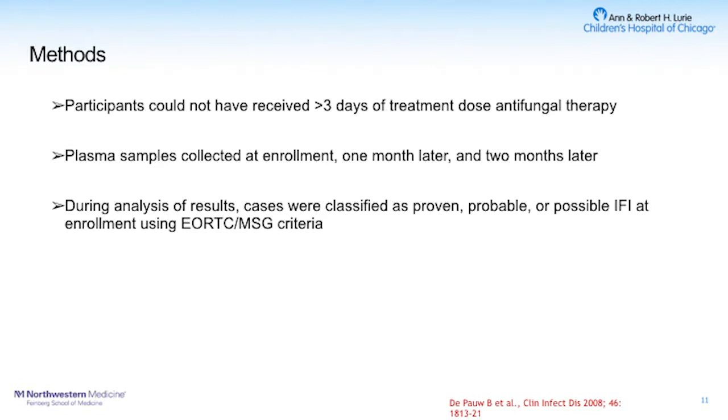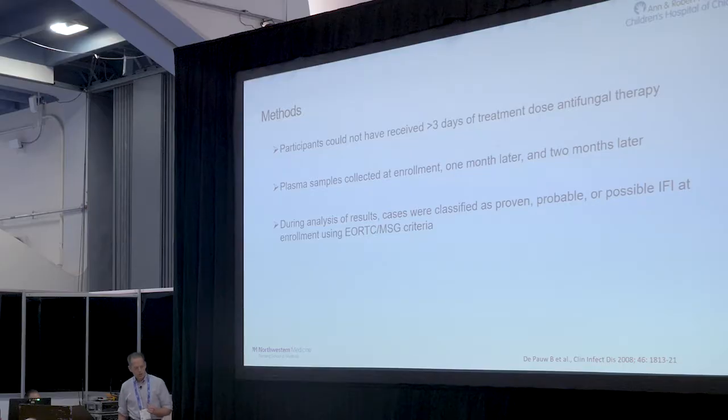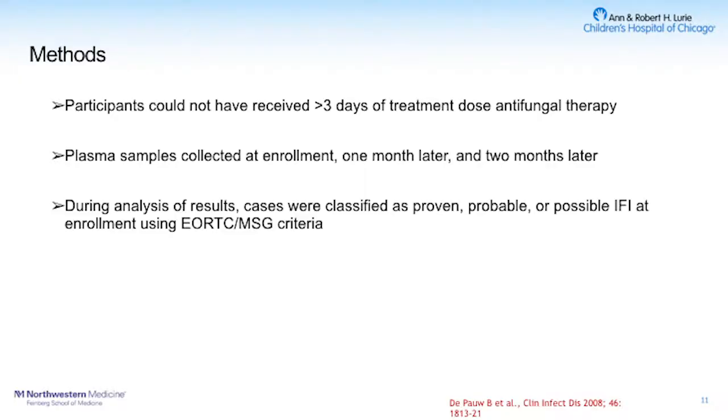And then we collected plasma samples at enrollment and actually wanted to study also the performance characteristics over time, where we collected samples 1 and 2 months after they were enrolled. I'm not going to talk about that data, except to say right now that we did not find positives in the repeat samples. During the analysis of results, so after the patients were enrolled, we then went back and compared the criteria of the patient's clinical characteristics with the EORTC mycosis study group criteria to determine whether or not patients would be classified as proven, probable, or possible invasive fungal infection, and compared those results from normal clinical tests to the results from the Karius testing.